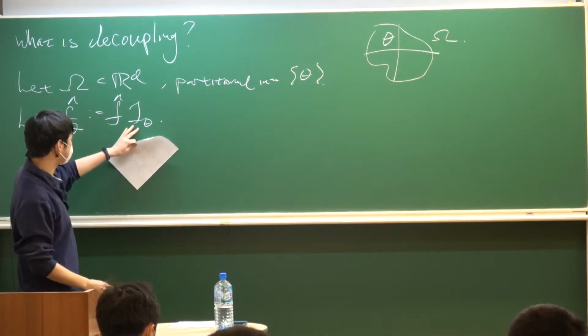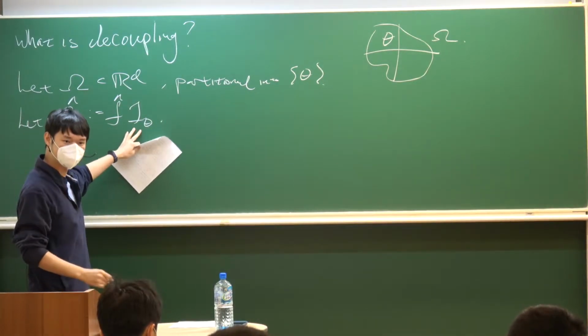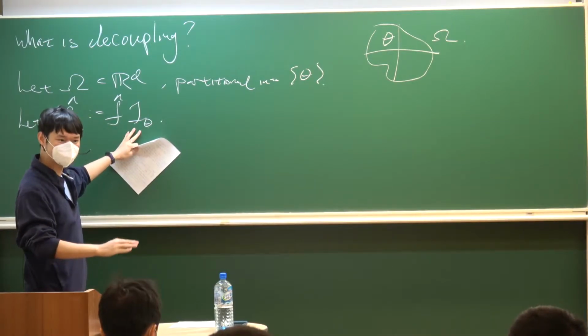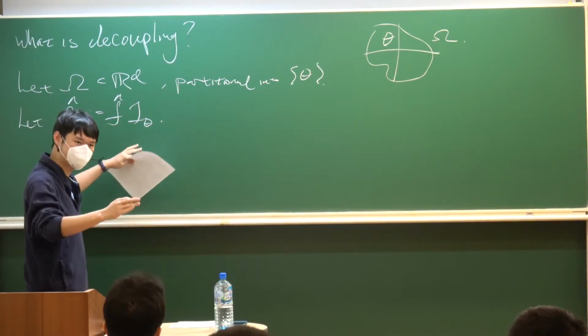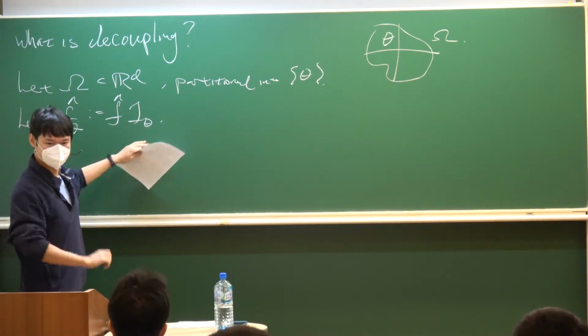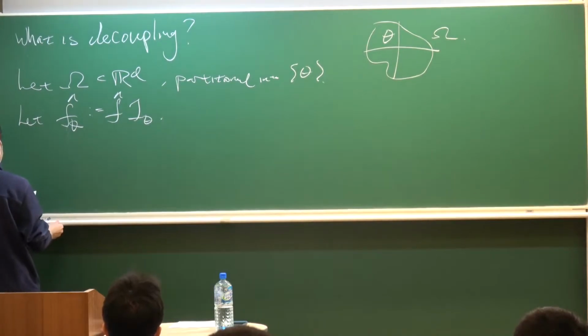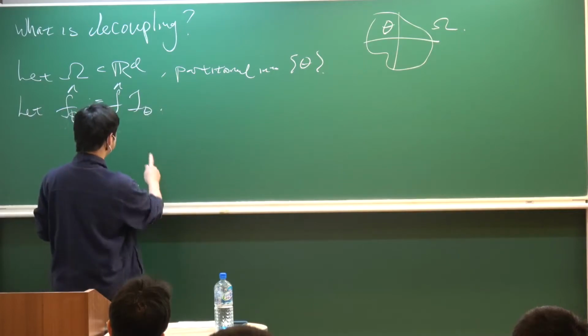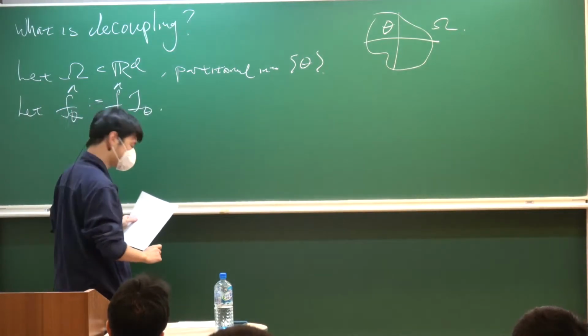Oftentimes, when I write indicator function, you might not want to think that it's a sharp cutoff. You could use smooth cutoffs if you want. We're not going to care so much about sharp versus a Schwartz function that's adapted to theta. Fine. It's just convenient to think about it as a sharp cutoff, but technically, it's better if it's a Schwartz function.